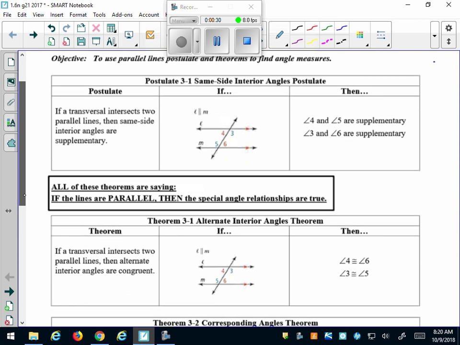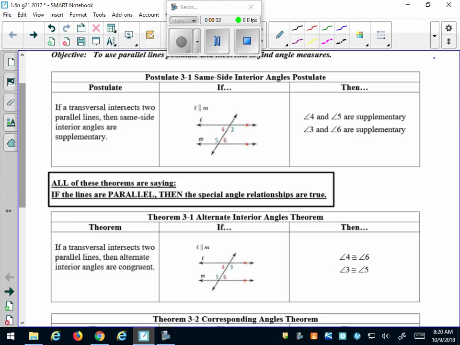So there are some postulates and theorems that help us to understand angle relationships and find missing angle measures when we know we have parallel lines. This first postulate is called the same side interior angles postulate, and it says if you have parallel lines, so in this case line L is parallel to line M, and it's cut by a transversal, then what are called same side interior angles are supplementary to each other.